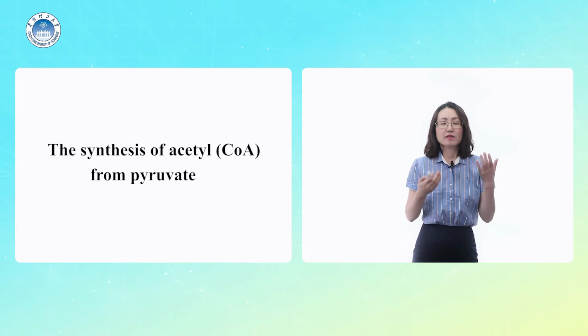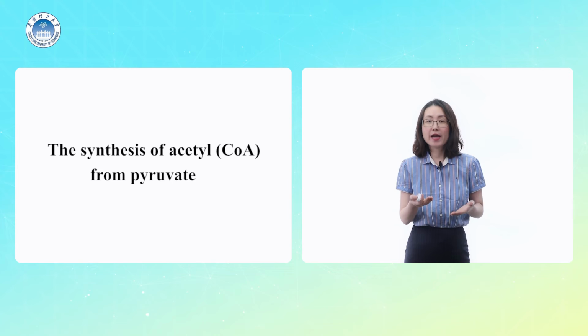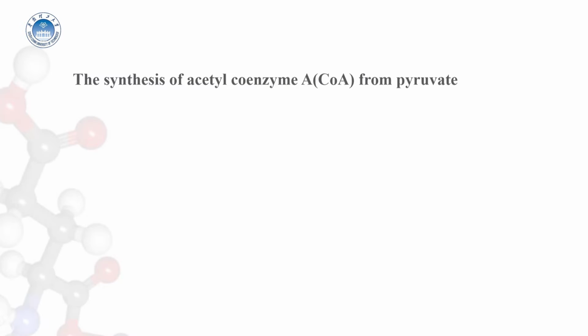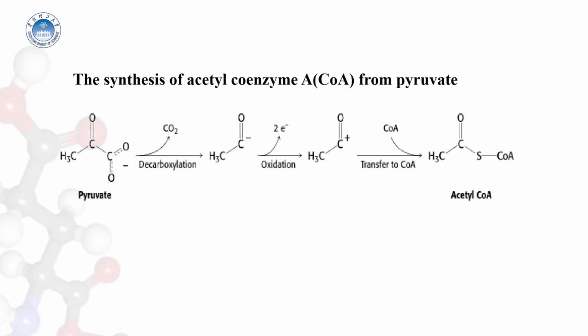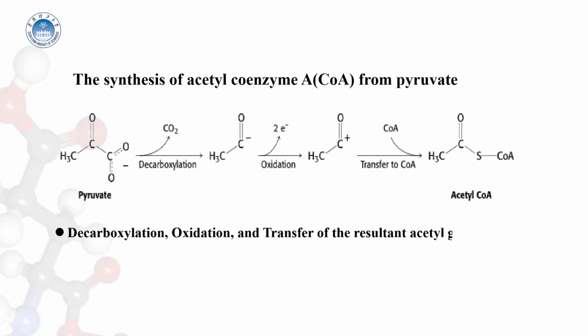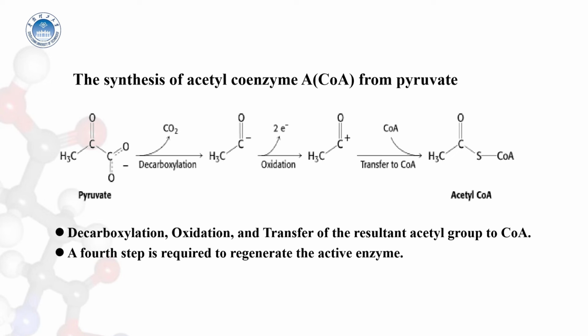So let's see the synthesis of acetyl-CoA from pyruvate. The conversion of pyruvate into acetyl-CoA consists of three steps. Step 1 is decarboxylation, step 2 is oxidation, and step 3 is the transfer of the resultant acetyl group to coenzyme A, short for CoA. A fourth step is also required to regenerate the active enzyme.